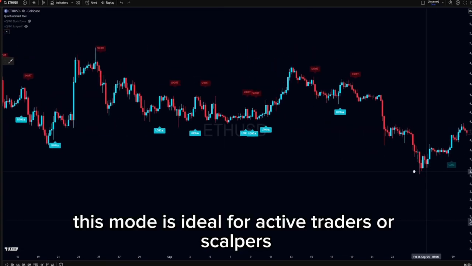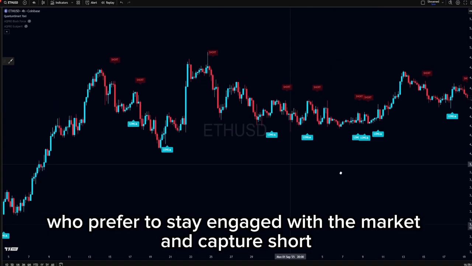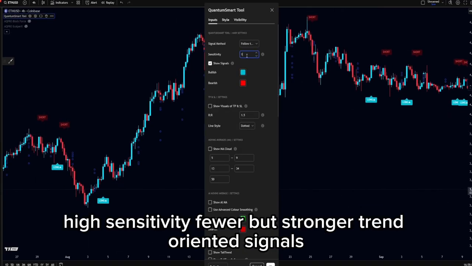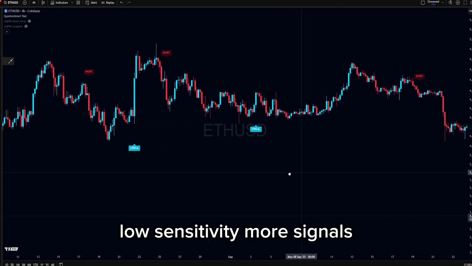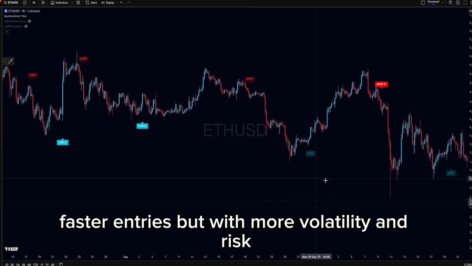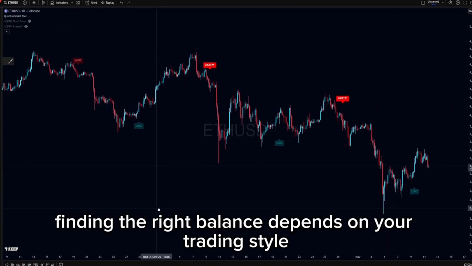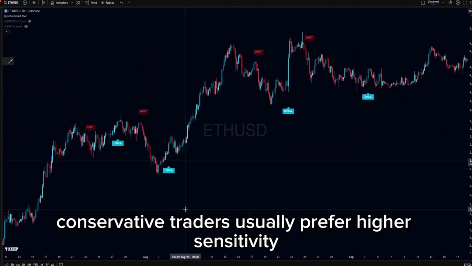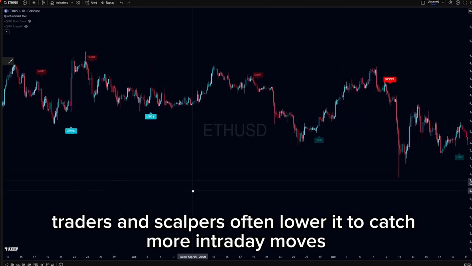This mode is ideal for active traders or scalpers who prefer to stay engaged with the market and capture short, fast swings. In simple terms, high sensitivity, fewer but stronger trend-oriented signals. Low sensitivity, more signals, faster entries, but with more volatility and risk. Finding the right balance depends on your trading style. Conservative traders usually prefer higher sensitivity, while aggressive traders and scalpers often lower it to catch more intraday moves.